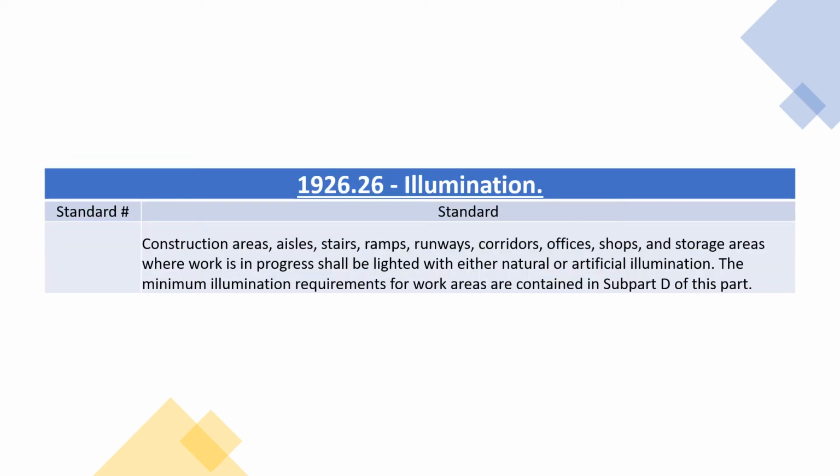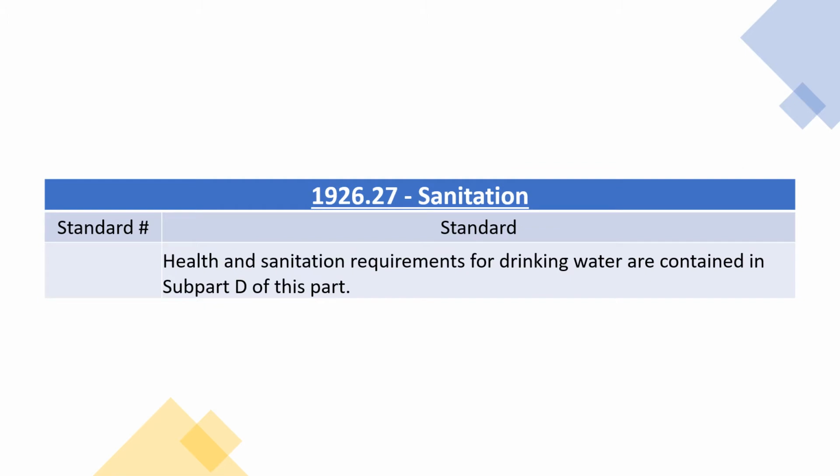1926.26 Illumination. Construction areas, aisles, stairs, ramps, runways, corridors, offices, shops, and storage areas where work is in progress shall be lighted with either natural or artificial illumination. The minimum illumination requirements for work areas are contained in Subpart D of this part. 1926.27 Sanitation. Health and sanitation requirements for drinking water are contained in Subpart D of this part.